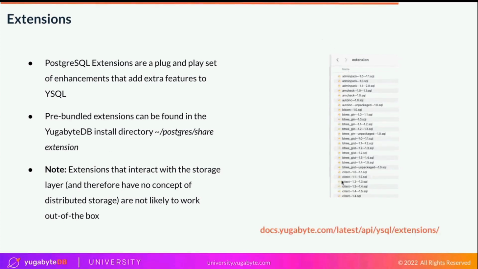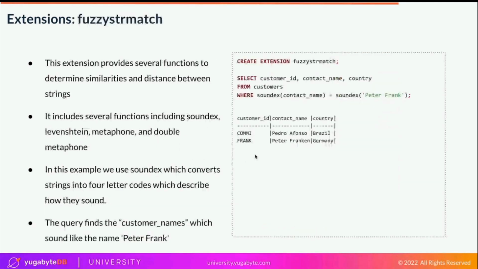This is typically what folks would see in Postgres. We have a bunch of pre-bundled extensions in a Postgres directory. So things like fuzzystrmatch. If you want to use that extension, all you do is say create extension fuzzystrmatch, and then you can have that soundex type operator in your predicate filter expression. So soundex contact name sounds like Peter Frank, and you get these types of results.